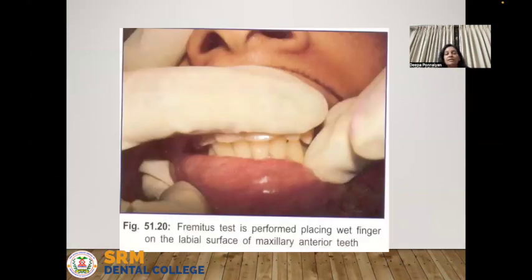So what is basically done here is we keep a gloved finger on the labial surface of the maxillary anteriors. You then ask the patient to open and gently close. When the patient does that repeatedly, you will feel vibrations on your index finger. These vibrations are felt on the labial surface of the maxillary anterior teeth.